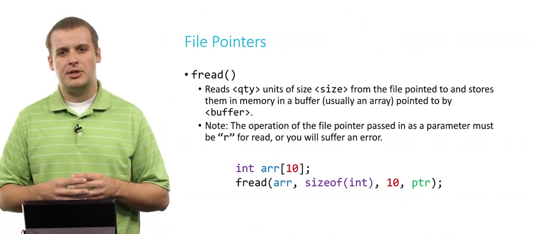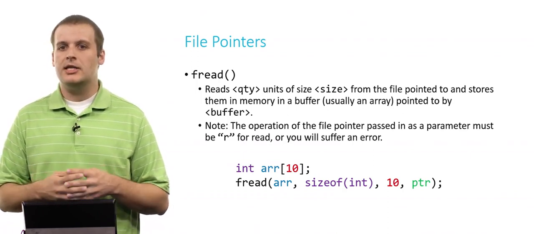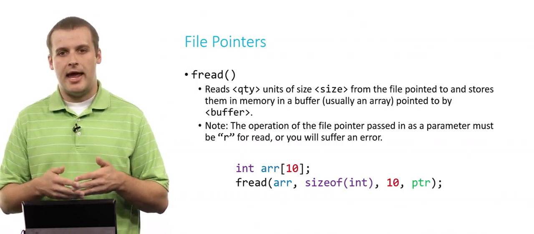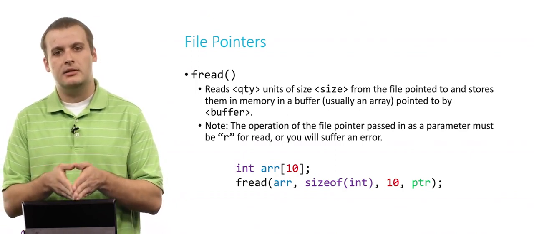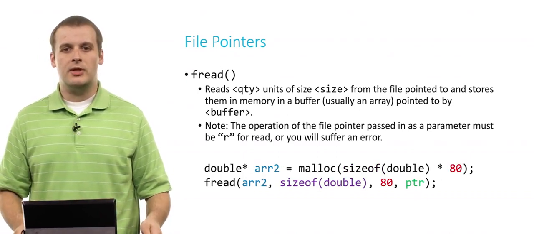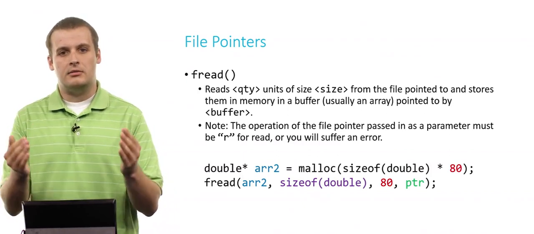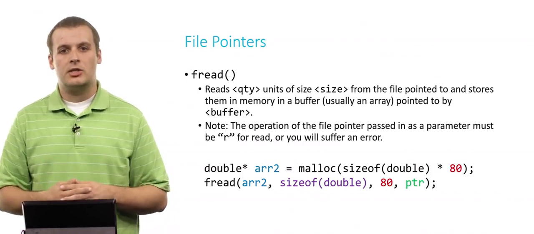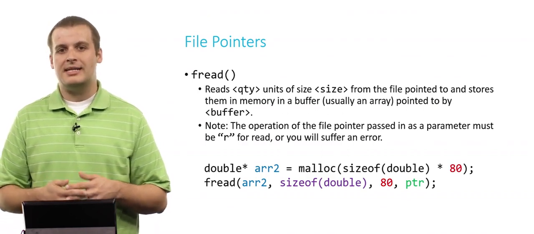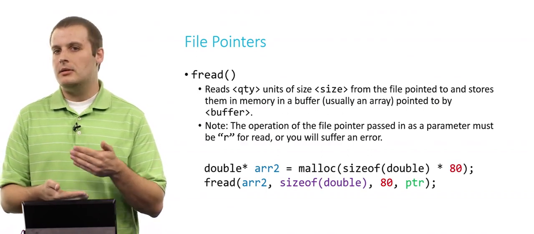Recall from the video on pointers that the name of an array, such as ARR, is really just a pointer to its first element. So when we pass in ARR there, we are in fact passing in a pointer. Similarly, we can do this. We don't necessarily need to save our buffer on the stack. We could also dynamically allocate a buffer like this using malloc. Remember, when we dynamically allocate memory, we're saving it on the heap, not the stack.